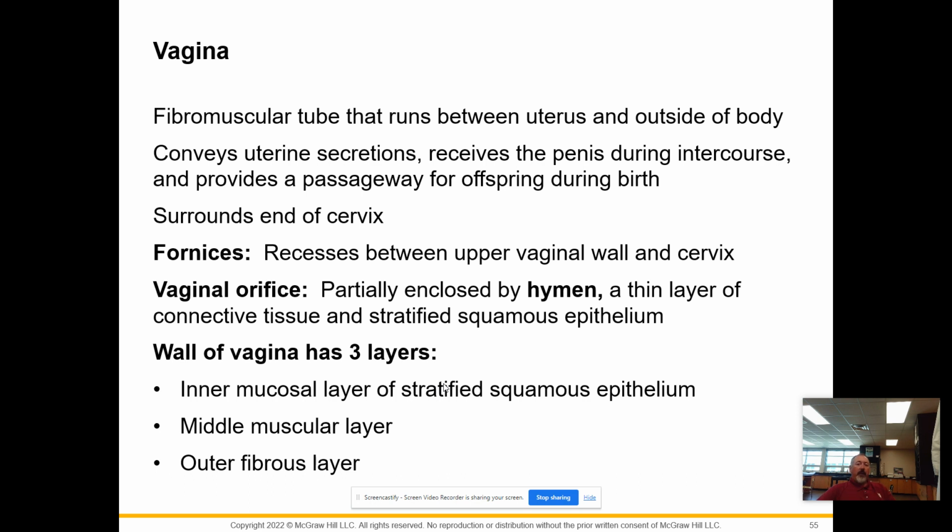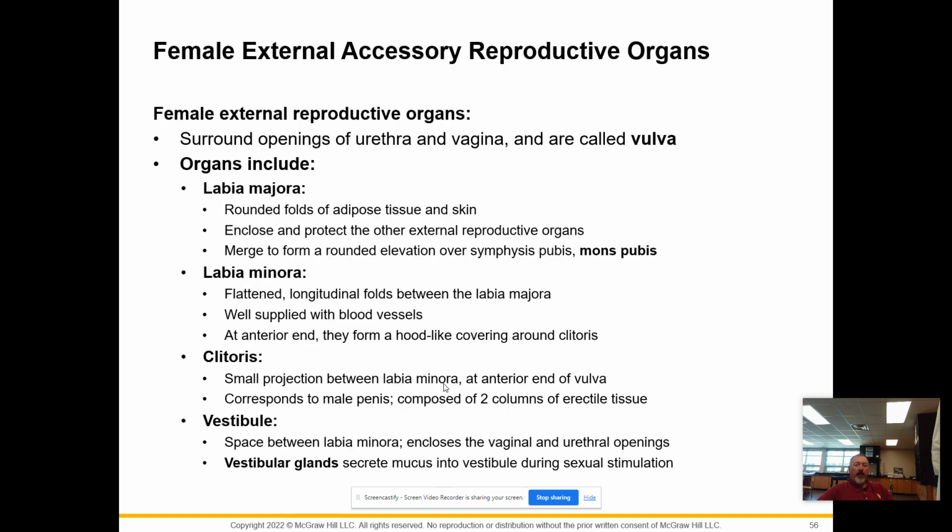So you have the inner layer, which is stratified squamous epithelium, continually being replaced, a muscular layer, and an outer fibrous layer. So the female external reproductive organs are going to be surrounding the openings of the urethra and the vagina. This entire area is going to be called the vulva.